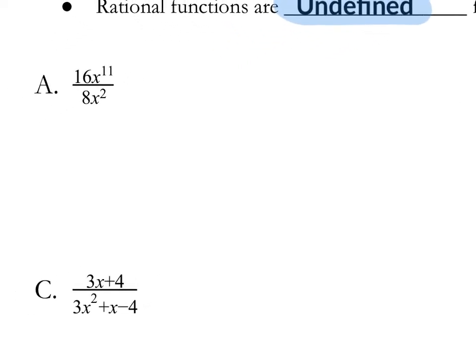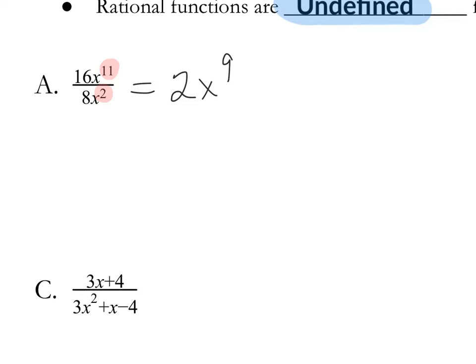Part A, this is one of our easier type of problems because we are starting in factored form. This is a product, 16 times x to the 11th divided by 8x squared. All I need to do here is simplify where I can. I know that 16 divided by 8 is 2. I know that x to the 11th divided by x to the 2nd is going to be x to the 9th. The shortcut, remember, is if I were to take my exponents and subtract them, 11 minus 2 is 9.